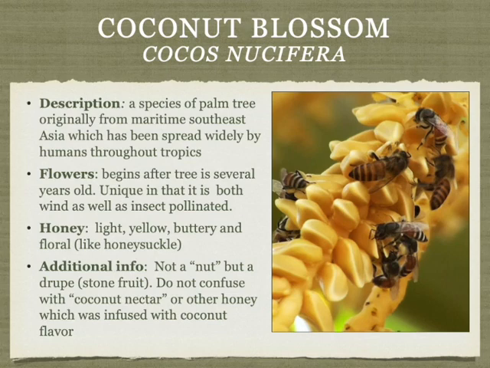It kind of makes sense, if you're a coconut tree on an island in the middle of the Pacific, maybe there's not enough flies or bees there to pollinate you, and perhaps wind pollination may be the way to go. Whereas if you're on the mainland, there's plenty of insects, and so maybe it's useful for the insects to pollinate. The honey was light, yellow, buttery, floral, kind of like honeysuckle. Don't confuse coconut blossom honey, which is relatively hard to find, with coconut nectar or with honey that has been infused with coconut flavor. So true coconut blossom is a little bit more difficult to find, and make sure you know what you're getting.